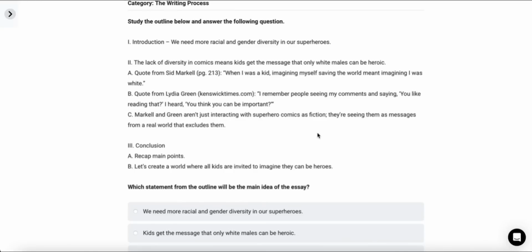3. Conclusion. A. Recap main points. B. Let's create a world where all kids are invited to imagine they can be superheroes.